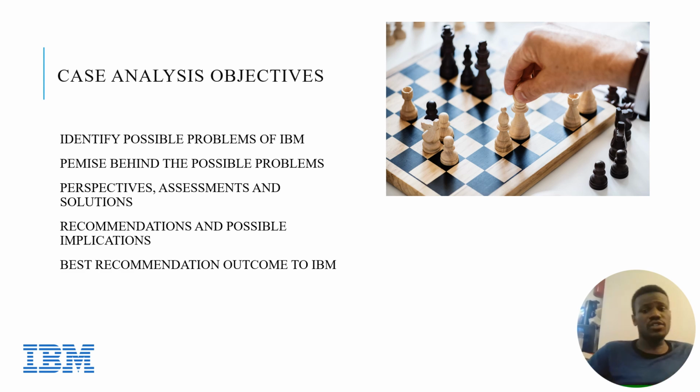The case analysis objectives for the IBM case that we looked at are, first of all, to identify problems that IBM could be facing, and also to look at the evidence behind the possible problems, which my other teammates are going to be discussing. We also looked at the perspectives, the assessments, and the solutions necessary to solve these problems and make IBM a leading brand in the tech industry. Then recommendations and possible implications, and after that, we tried to pick out the best recommendation possible for IBM to use to solve their problem.